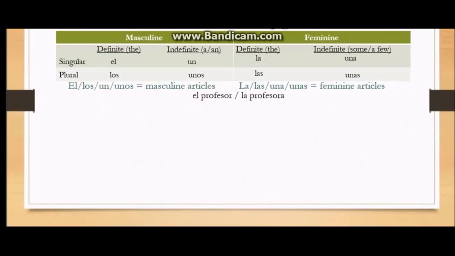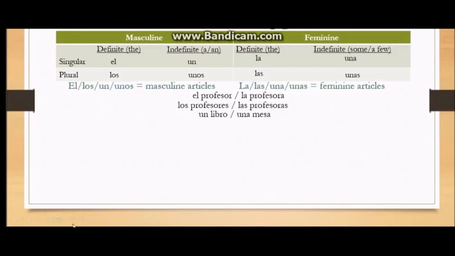If we want to go from the profesor to profesores, we can change the number but not the gender. Profesores is still masculine, but now it's plural. Using a definite article, we get los profesores. Profesoras are still feminine, but now plural. Keeping it as a definite article, we get las profesoras.